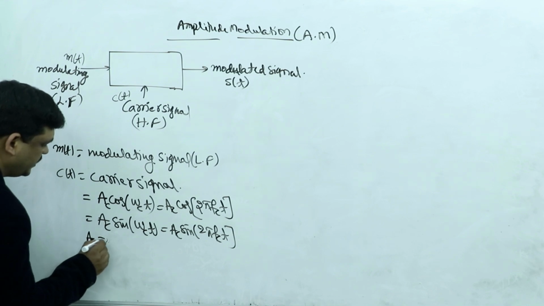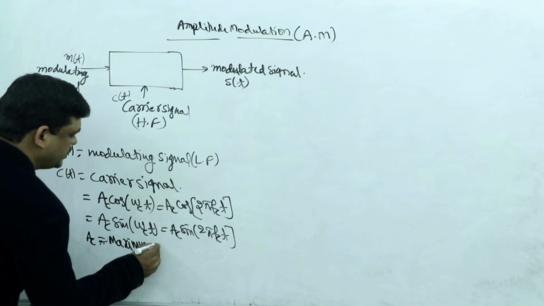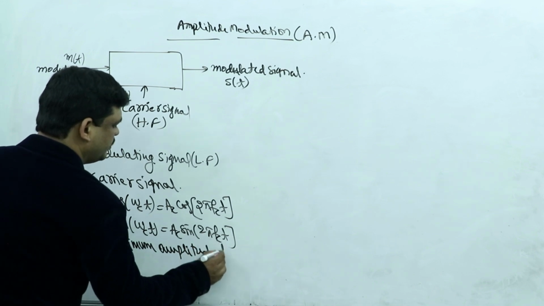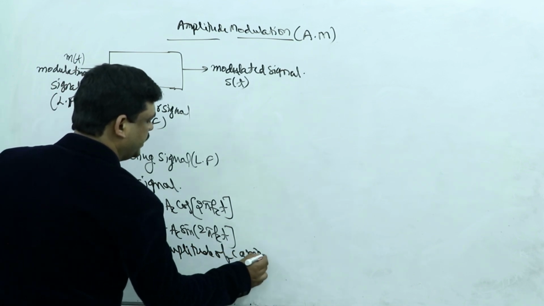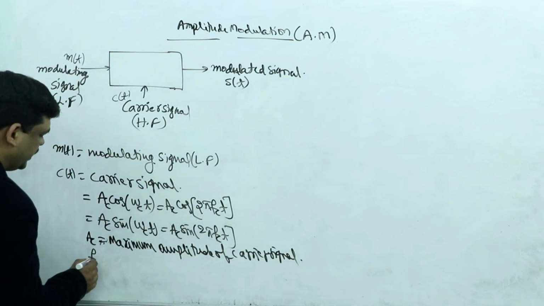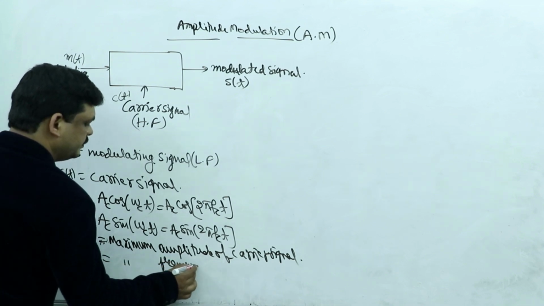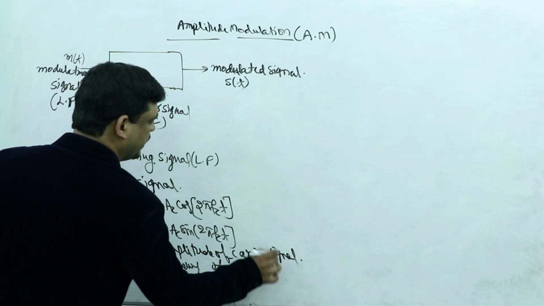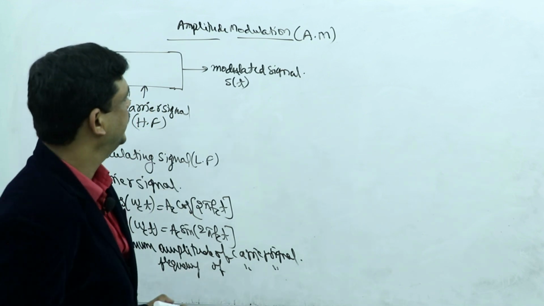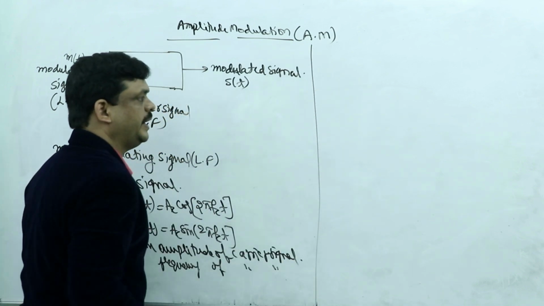And here AC explains the maximum amplitude of which signal? Carrier signal, right? And what about FC? FC explains the maximum frequency of a signal, carrier signal. So from now onwards I will use the cos function representation, right? And what about S of t? S of t is a modulated signal.